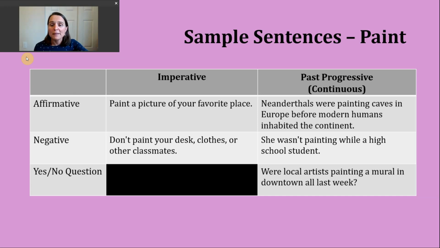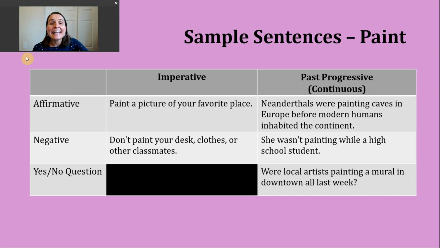An example sentence could be: Neanderthals were painting caves in Europe before modern humans inhabited the continent. Inhabited here just means lived in or lived on the continent.